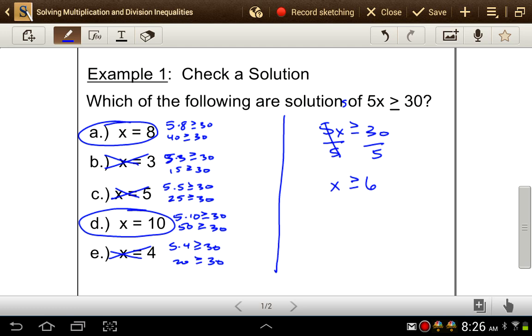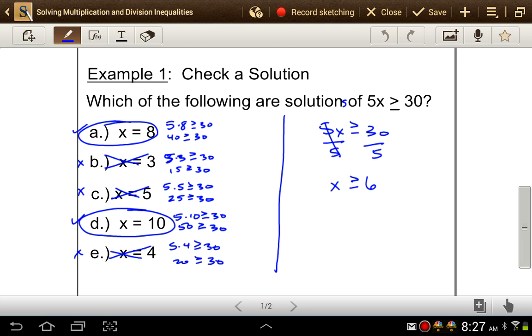So then I'm just looking for all the solutions that are greater than or equal to 6. 8 is greater than 6, and 10 is greater than 6. 3, 5, and 4 are all less than 6, so that would make that an incorrect statement. So that way is probably a little faster, but either way would be a way that you could check your solution. Okay, if you need to pause, go ahead. I'm going to move on to my next example.